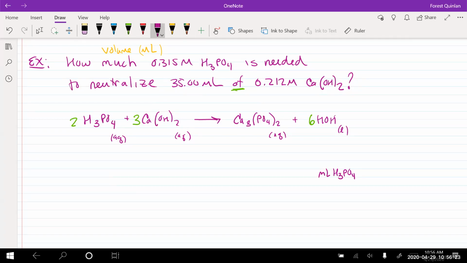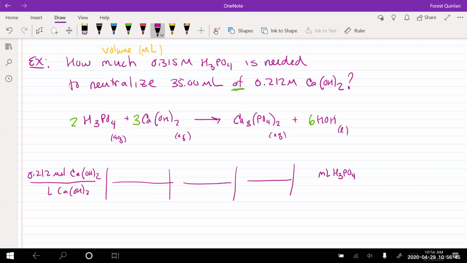So I'm going to do 0.212 moles of calcium hydroxide per liter of calcium hydroxide. And note that this is a something to mole to mole to something calculation.